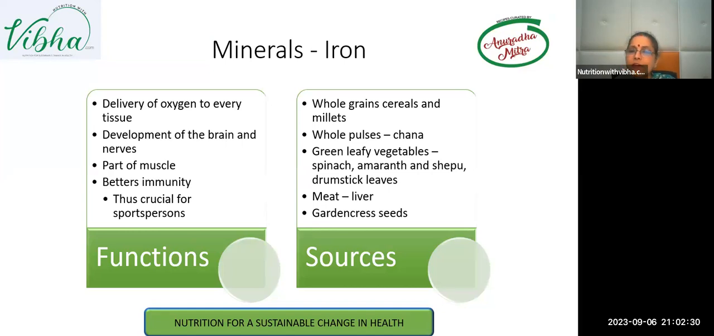And of course, the other regular meat also is a rich source of iron. And garden cress seeds. Garden cress seeds are very popular in Maharashtra. They are called halim. And usually postpartum, after the baby is born, the mothers are given preparations made of these garden cress seeds. They look a little like jeera and they puff up like sabja, but it is not sabja, it is halim.